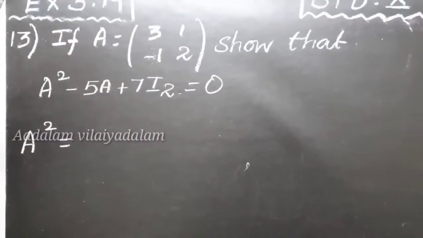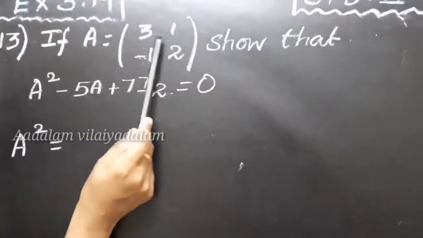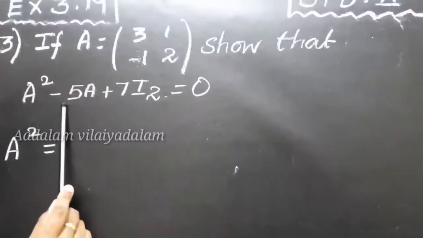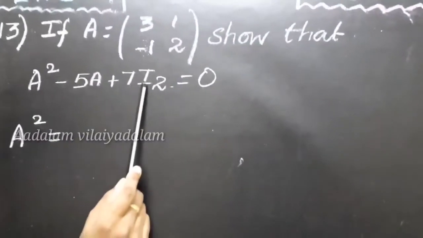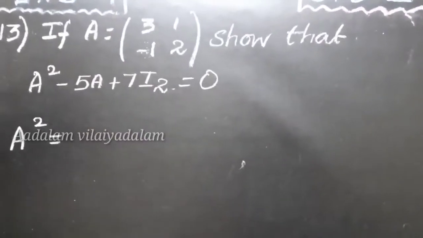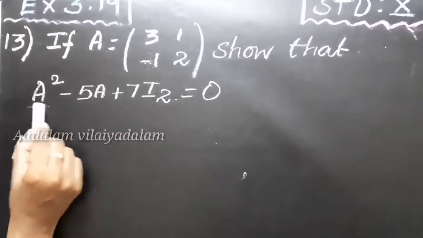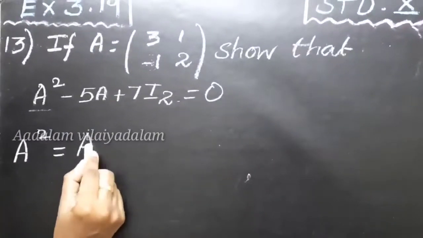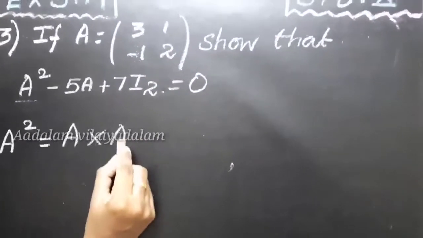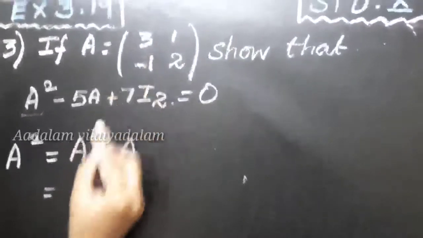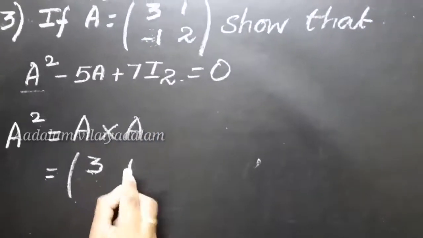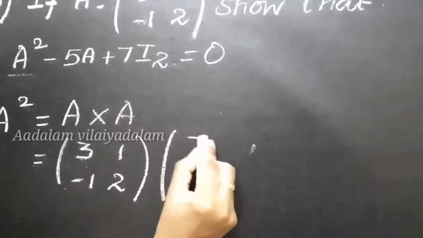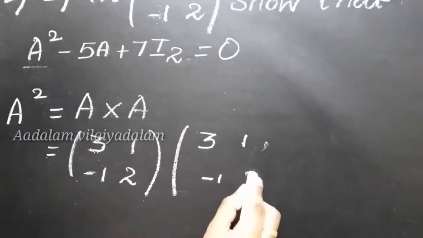13th question. If A equals the matrix [3, 1; minus 1, 2], show that A square minus 5A plus 7I2 equals 0. So first take the A square value. A square means we have to write A 2 times, A into A. That is A here, 3, 1, minus 1, 2, into A matrix 3, 1, minus 1, 2.